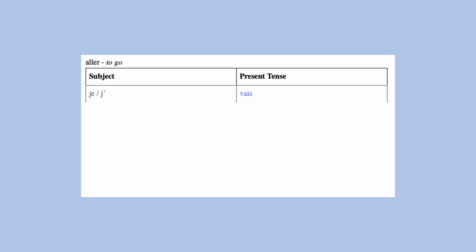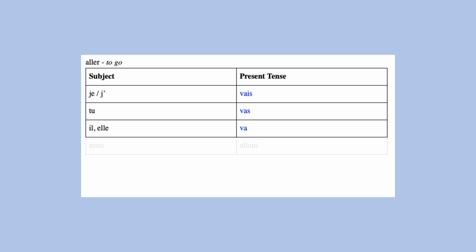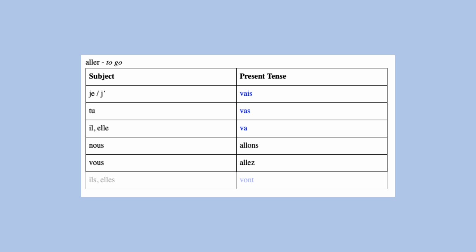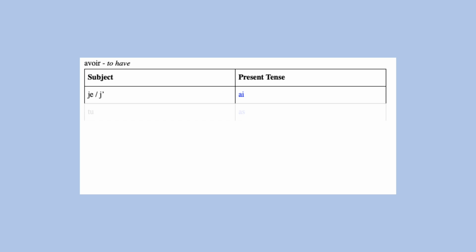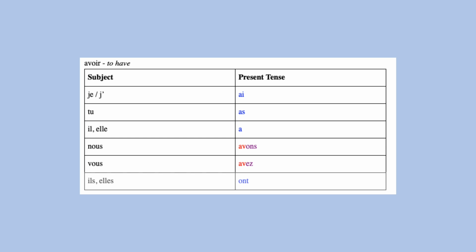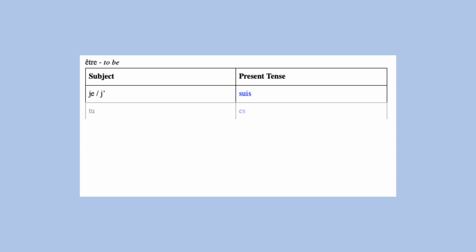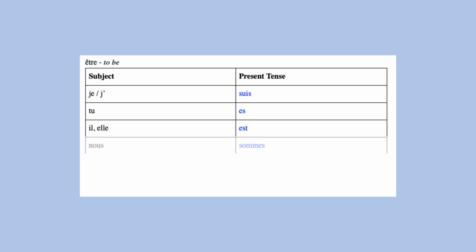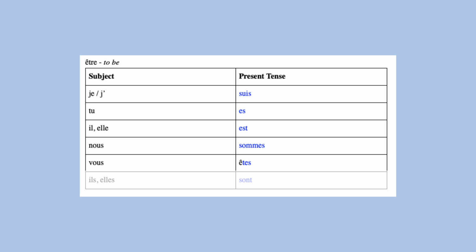Aller, va, allons, allez, vont. Avoir, a, avons, avez, ont. Être, suis, est, sommes, êtes, sont.